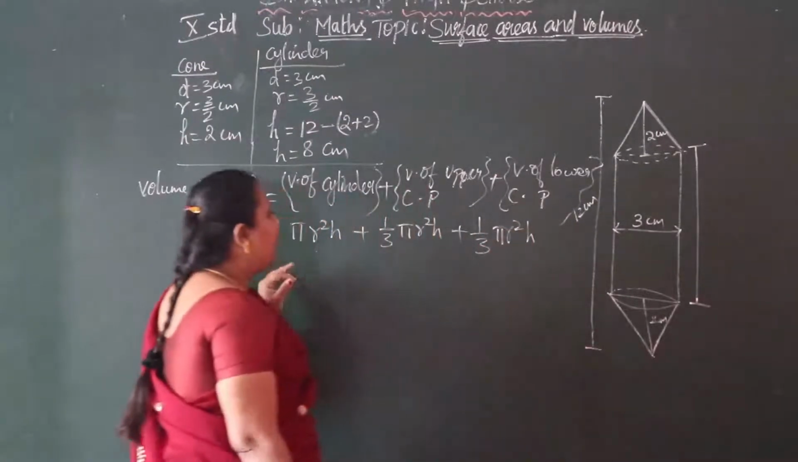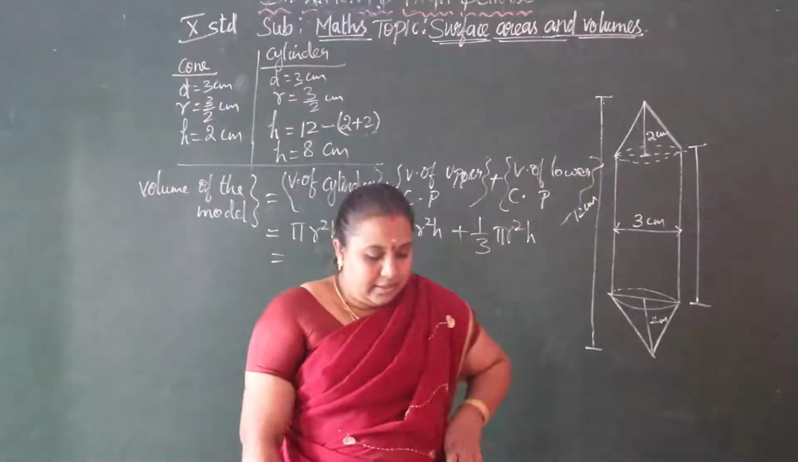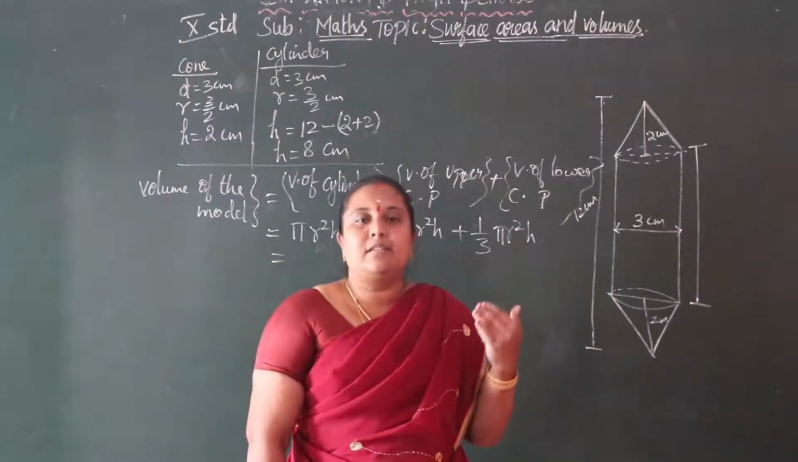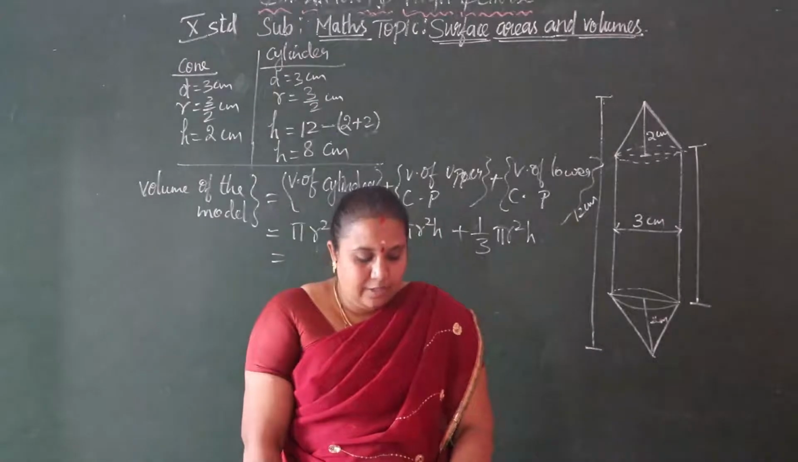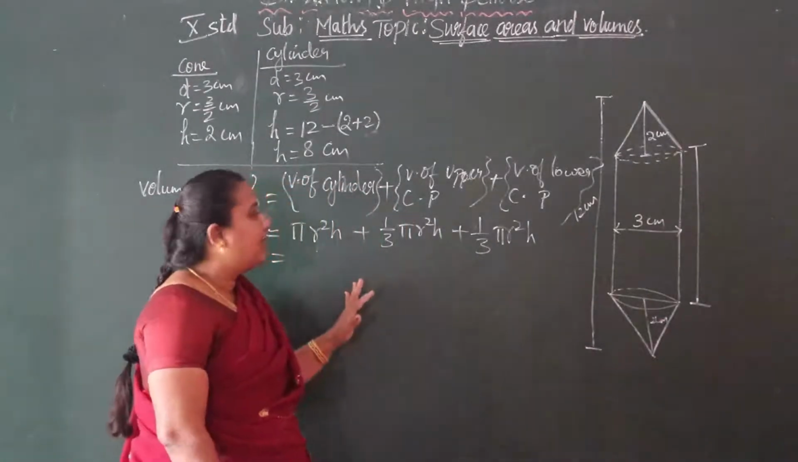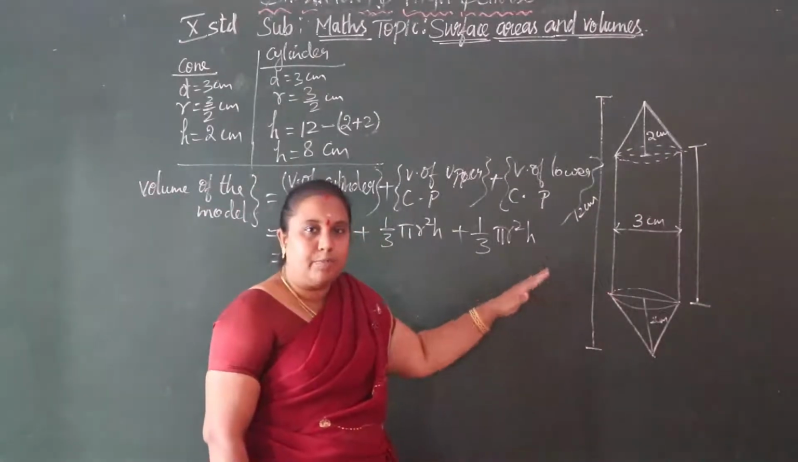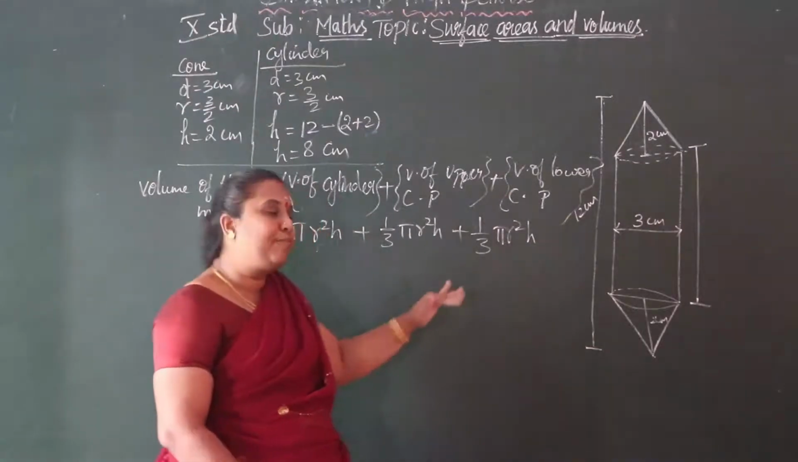Now we substitute the values. The value of pi is given in the question, and throughout this exercise we use pi as 22 by 7, unless the question says otherwise. In all the cases we have pi, so we keep pi until the last step, and substitute its value at the end.